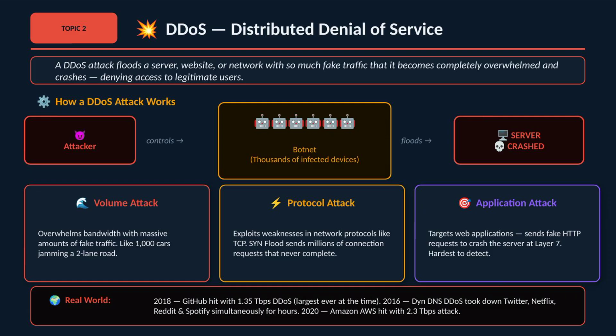In 2016, the Mirai botnet launched a 1.2 terabit per second attack against Dyn, a major DNS provider. Twitter, Netflix, Reddit, Spotify, CNN, and PayPal all went down simultaneously across the US and Europe. In 2018, GitHub was hit with 1.35 terabits per second, the largest DDoS ever recorded at that time. And in 2020, Amazon AWS absorbed a 2.3 terabit attack.